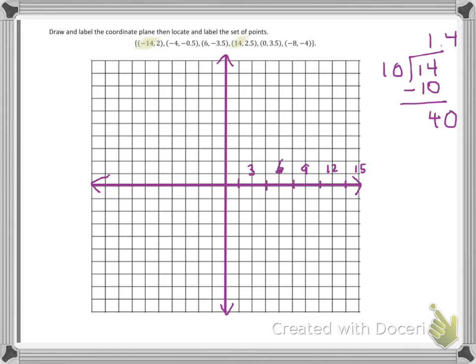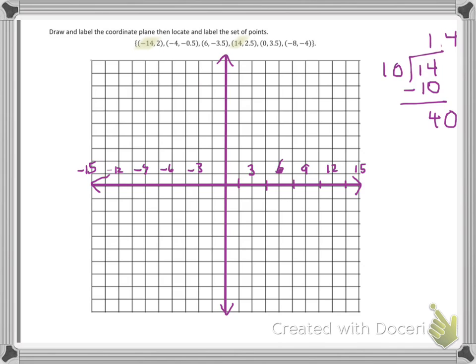So I get 15 is as big as I get, and I just need it to be at least 14, so it fits. So every other one's going to be worth 3. So this is going to be a -3, a -6, a -9, a -12, and a -15 all the way out here. So there's my x-axis.